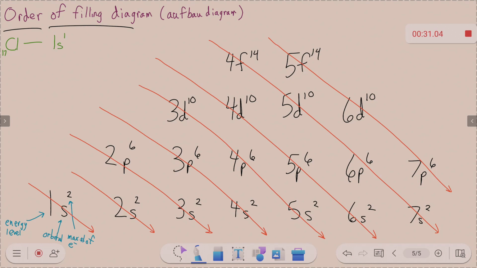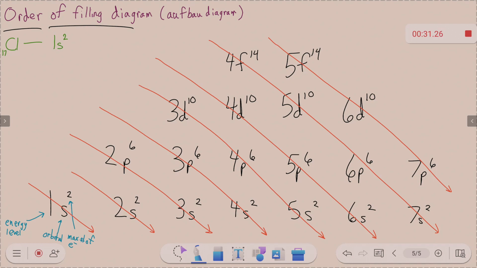I cannot write 17 up there because I can have a maximum of 2, as is shown in this diagram. So I can only put in as many electrons as that orbital can take maximum. So I'll put 1s2, is how you read that. I still have 15 more electrons.